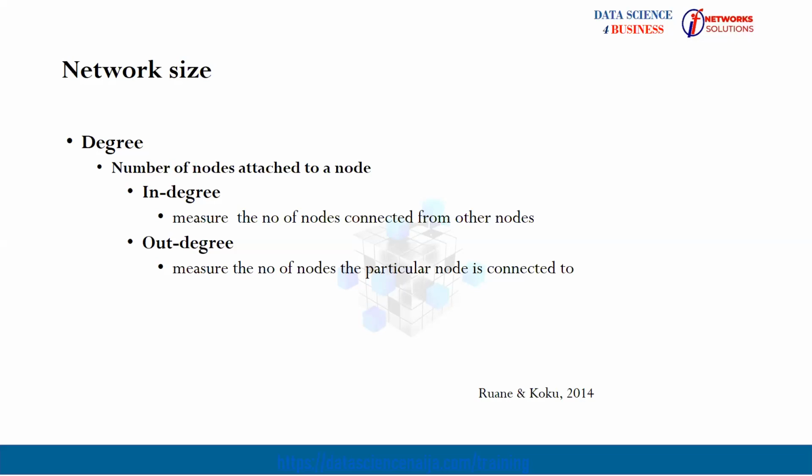For the in degree, you want to measure the number of nodes connected from other nodes. So you want to know who is interested in that particular individual. Then for the out degree, you want to know the number of nodes the particular node is connected to. So how is this individual connected to other people? How many connections does he have to other people?